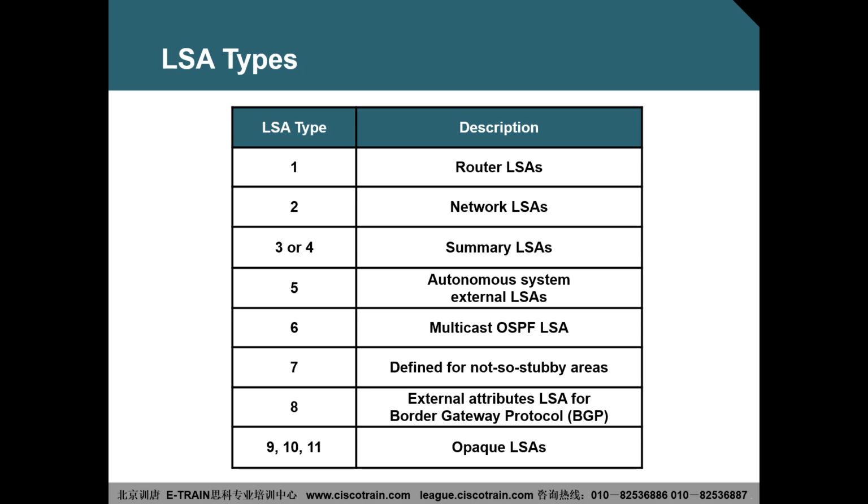Type 7, not so stubby area. It's a special area type in which the external networks, which are supposed to be type 5, are carried as type 7. When we go there, we will learn this type 7.